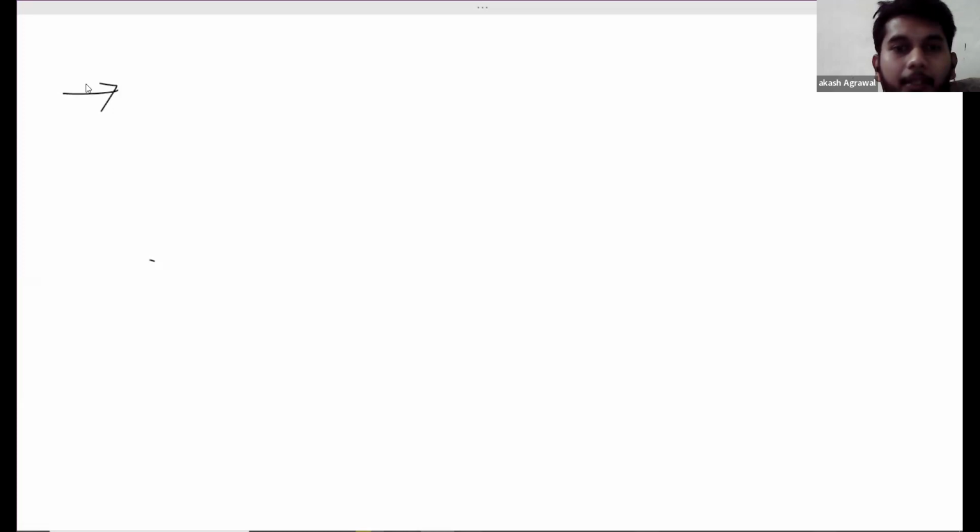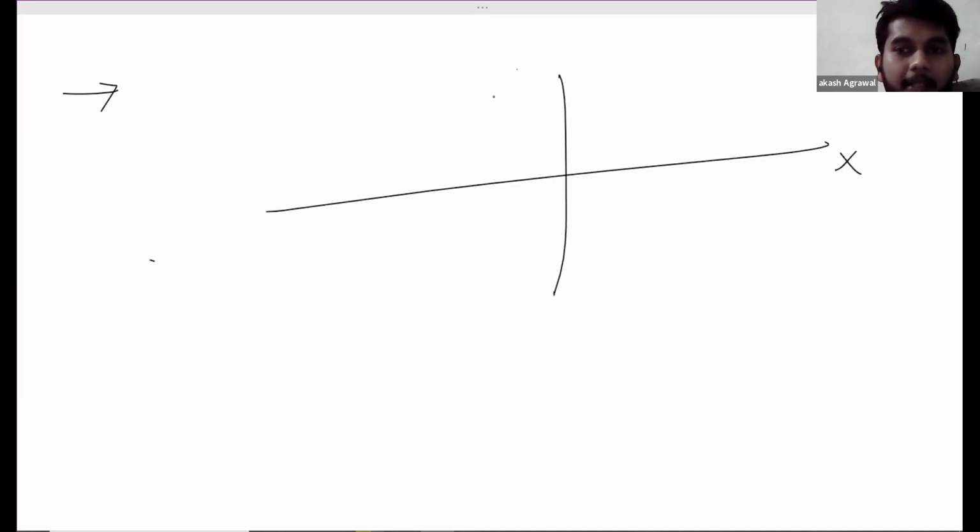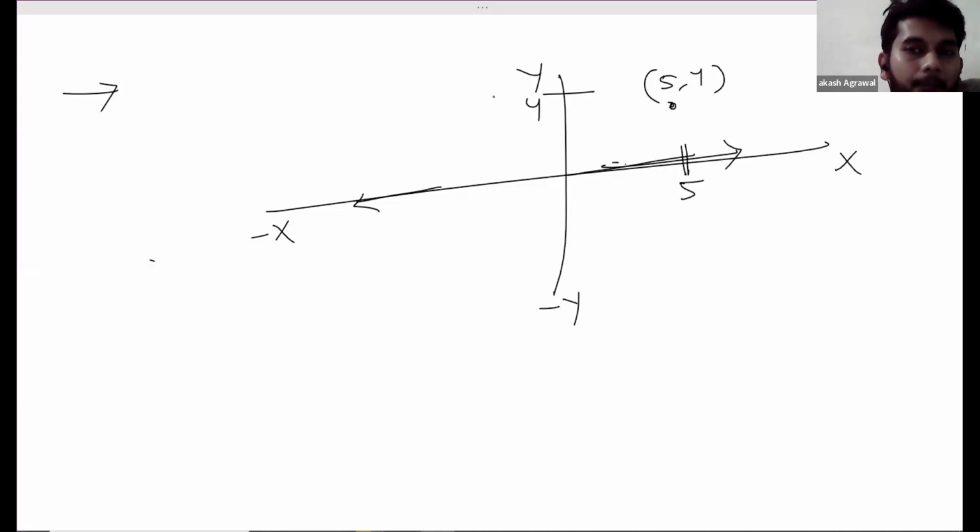Class 10th, coordinate geometry. This is x-axis, this is y-axis. If you move right, x is positive. If you move left, x is negative. If I move 5 points towards right and 4 points towards up, then I reach a point 5,4, right? Yes, sir. So this is the first quadrant, yes or no? Yes.